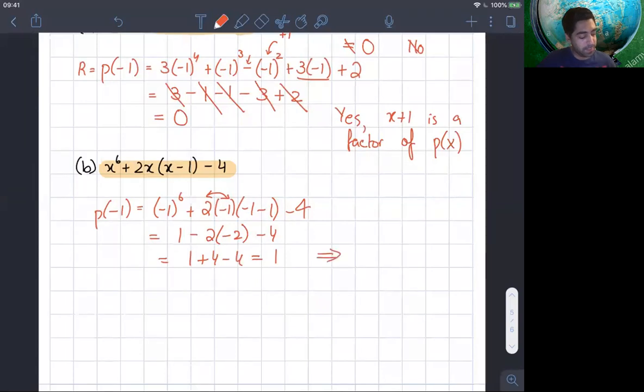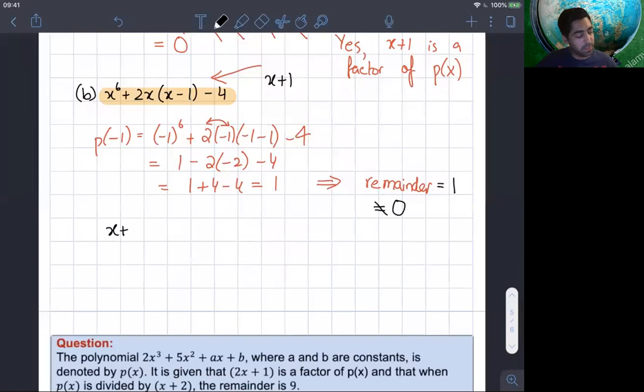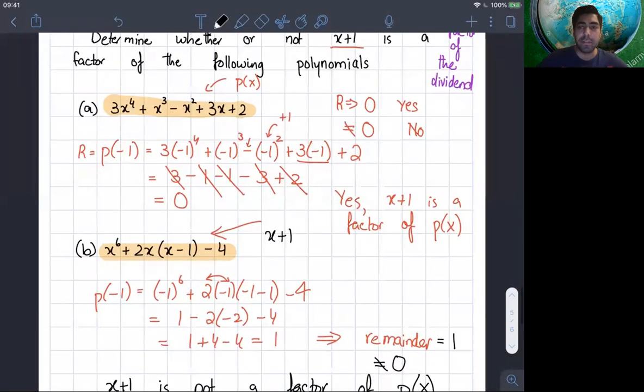So what is this telling us? That the remainder, when this polynomial is divided by x plus 1, is 1, which obviously is not 0. That means x plus 1 is not a factor of p of x. So you see, that's what I mean when I say that the factor theorem is just an extension of the remainder theorem. If you know the remainder theorem, it's just one step forward and you have the factor theorem.